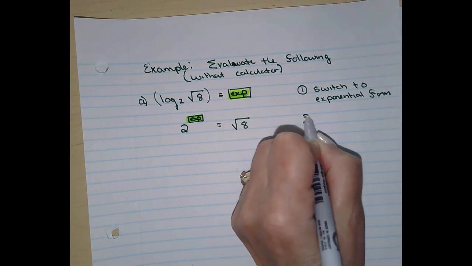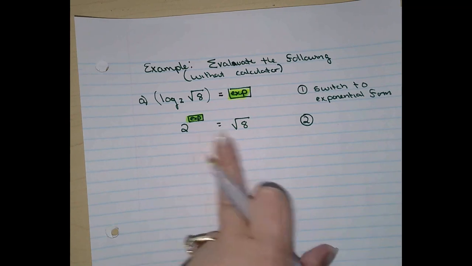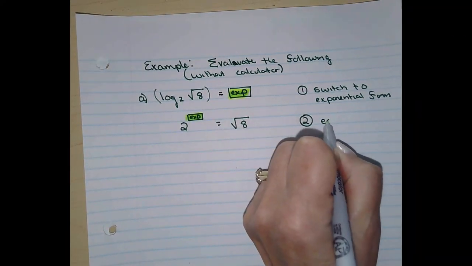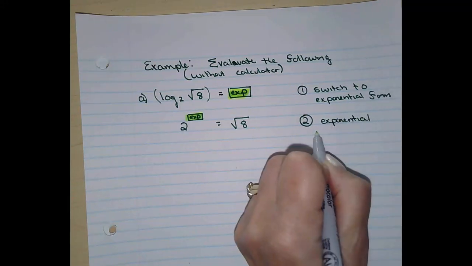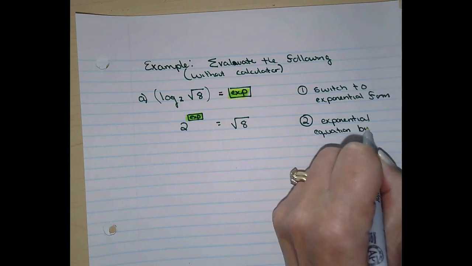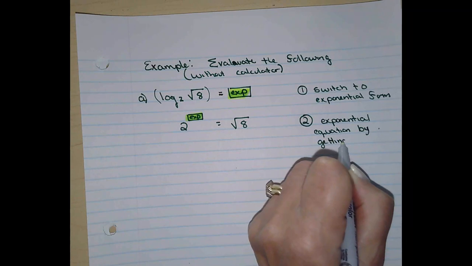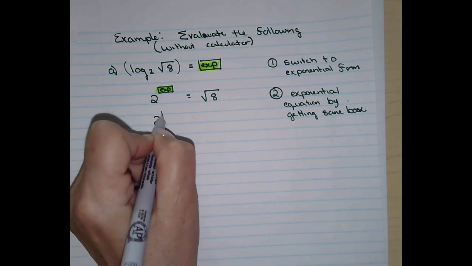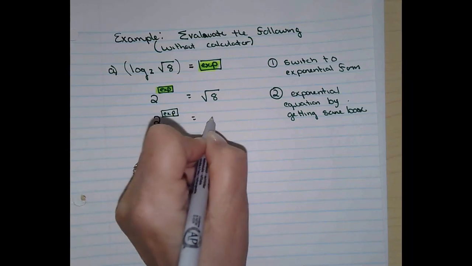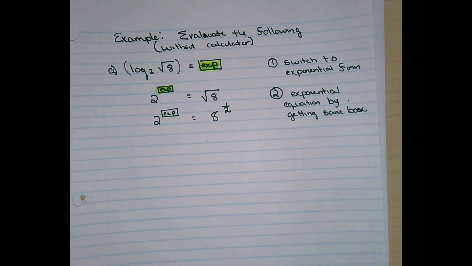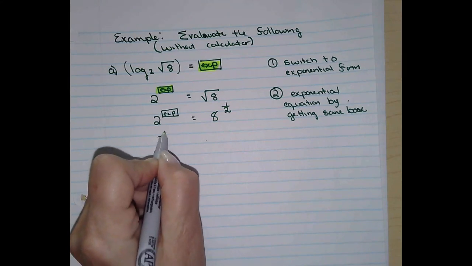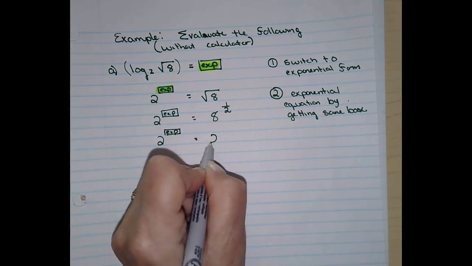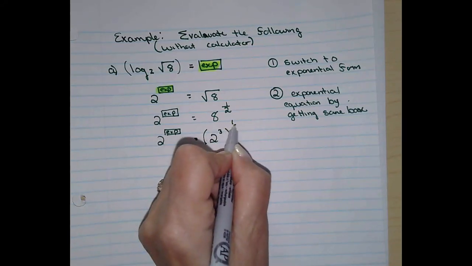I also know that you can solve an exponential equation by getting the same base. So, first thing then, 2 to this thing I'm looking for. 8 I need to write as an exponent. So the square root is always to the positive 1/2. Then I can get my bases the same because 8 is 2 cubed to the 1/2.